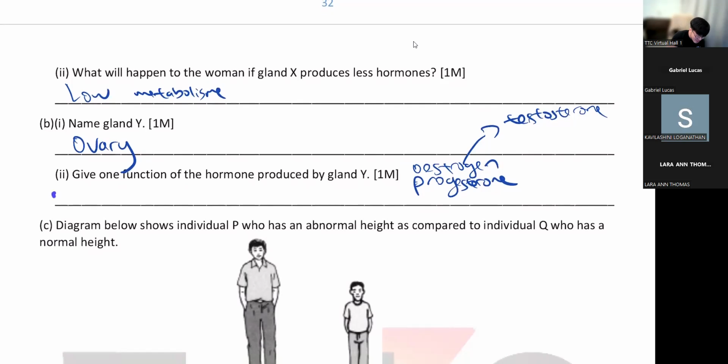Right. Also, number 2, give one function of the hormone. So what's the function of your estrogen? This is to give you female secondary sexual characteristics. Which is the sexy characteristics lah. You get what I mean.